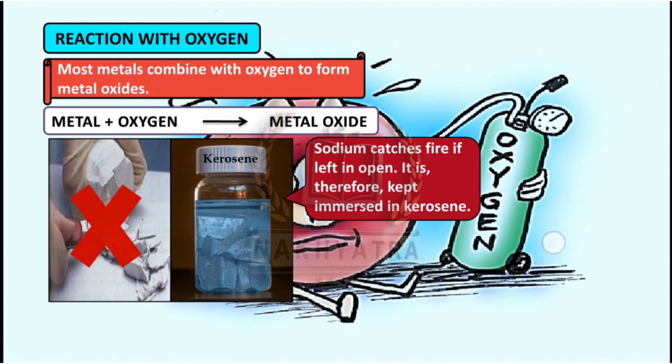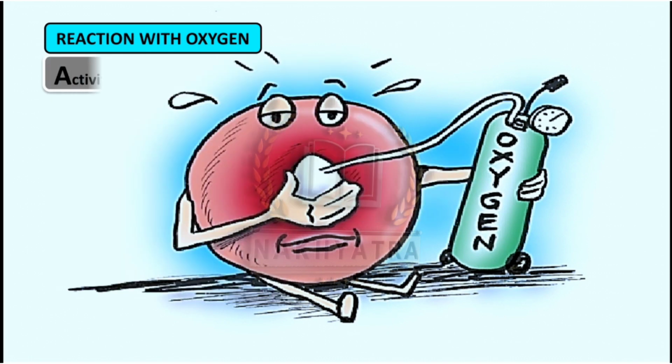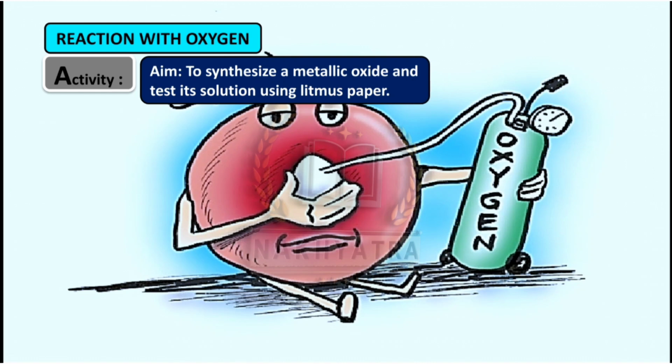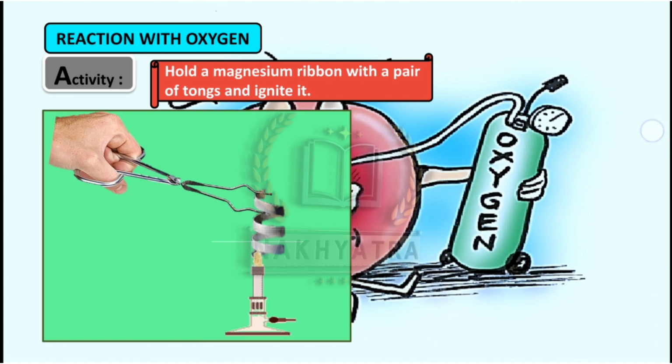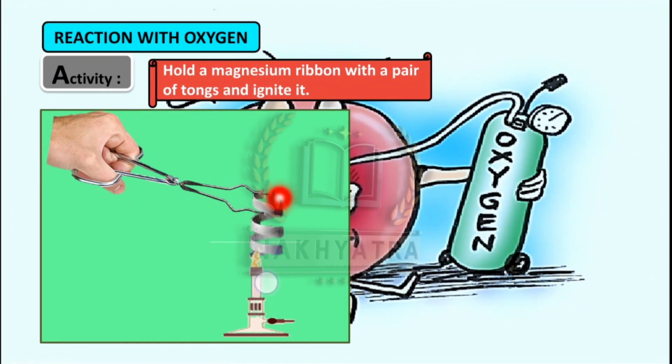Clear everyone? Alright, now let us do one activity. So the aim of the activity is to synthesize a metallic oxide and test its solution using litmus paper. Okay, now hold a magnesium ribbon with a pair of tongs and ignite it. So guys, now hold this magnesium ribbon with a pair of tongs. So this is a pair of tongs, and then ignite it.